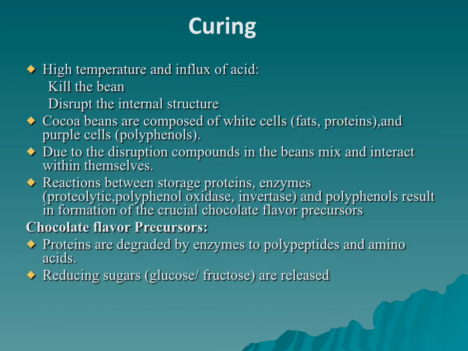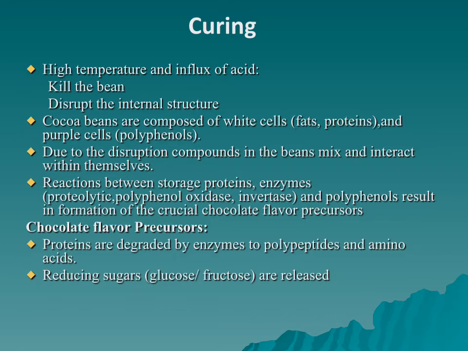Next, curing process. Due to high temperature, there will be a release of acid, that is influx of acid, which kills the bean and disrupts the internal structure of the bean. Cocoa beans are composed of white cells and purple cells. White cells contain fats and protein and purple cells contain polyphenols. Due to the disruption, the compounds in the bean get mixed and interact with each other.